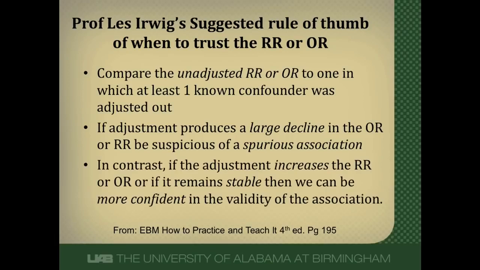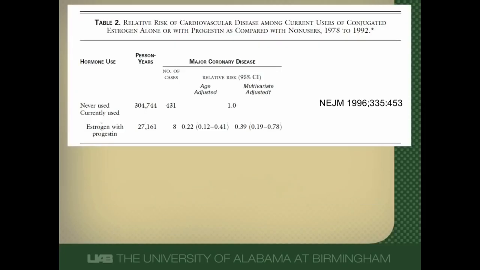On the other hand, if adjustment increases the relative risk or odds ratio, or it remains stable, you can be confident that this is a valid association. And when I say adjustment increases, I mean comparing yours to the adjusted one in these two statements. So let's see a real-life example of this. This, again, is the results from the Nurses Health Study, and I first have to calculate my unadjusted or raw relative risk, because both of these reported here are adjusted.